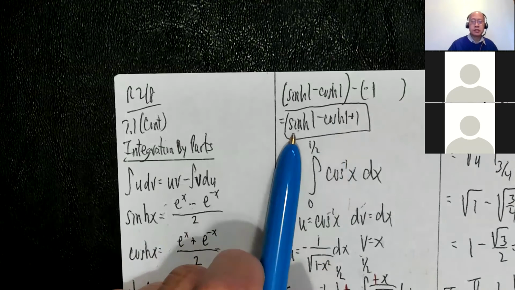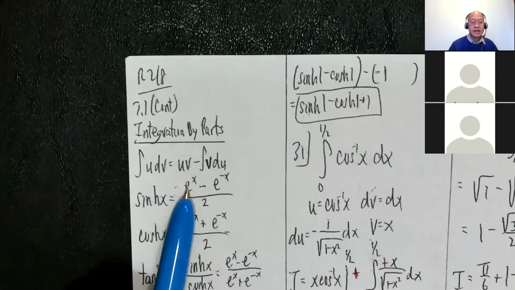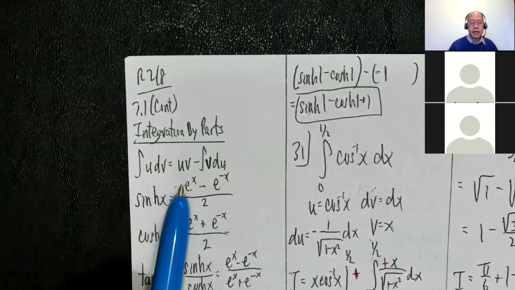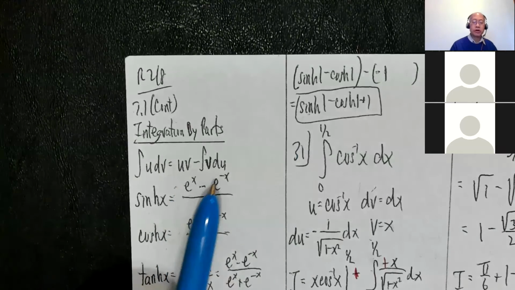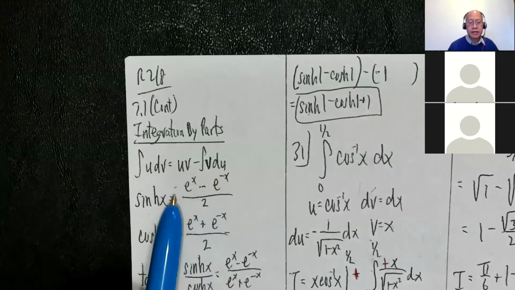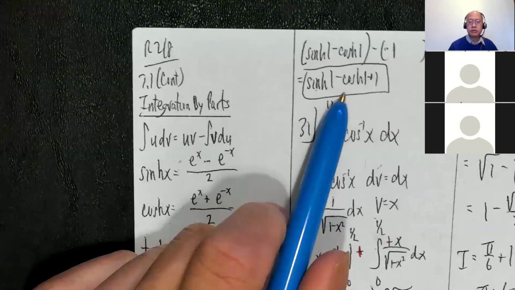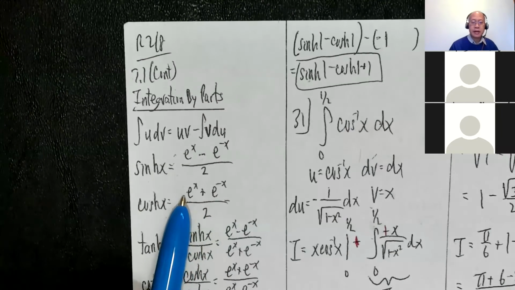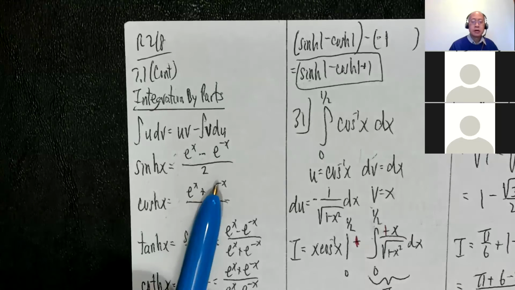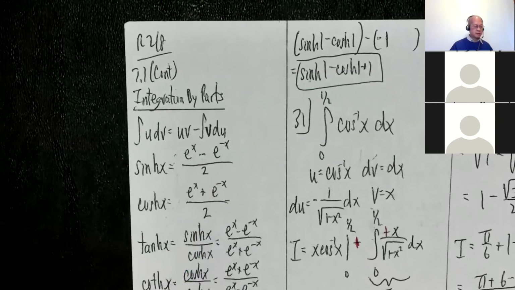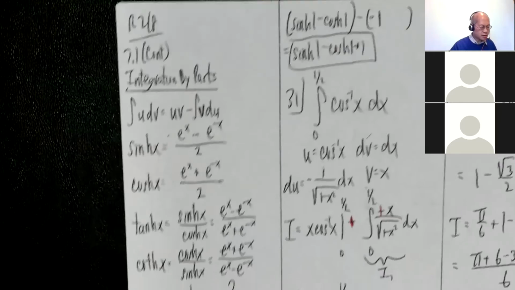Now you might say, what is sinh 1? I don't know, plug it in. E to the 1 minus e to the negative 1, divided by 2. So e is like 2.7, right? 2.7 minus 1 divided by 2.7, and take that whole thing and divide it by 2. And cosh 1 would be the same thing, roughly 2.7 plus 1 over 2.7, divide the whole thing by 2. So there's that.